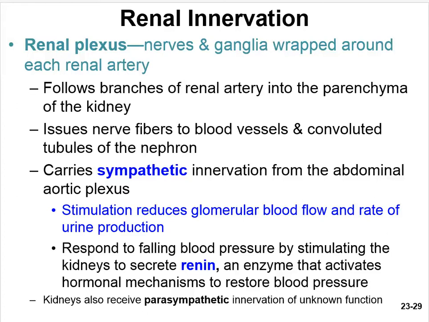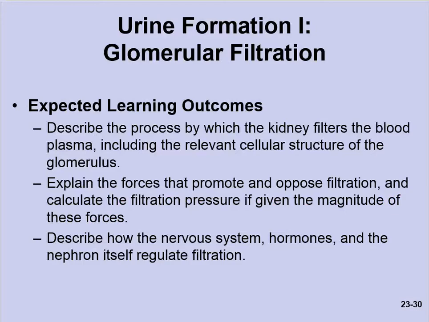It can respond to falling or low blood pressure by stimulating the kidneys to secrete renin, which is an enzyme that activates hormonal mechanisms to restore blood pressure. In this section, we're going to look at urine formation, part 1, mainly in the glomerulus and filtration there. In our next section, we'll look at another portion of that within the tubule.